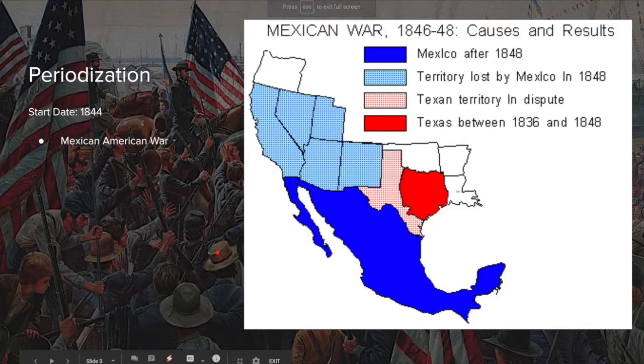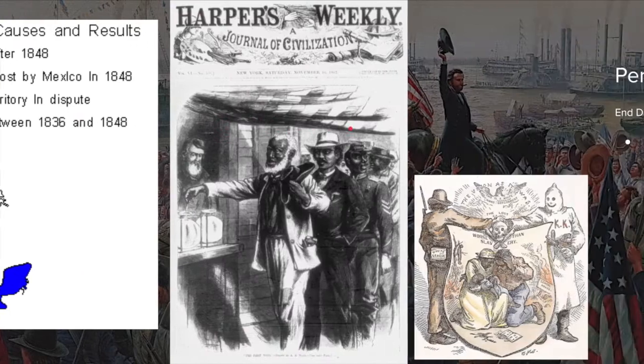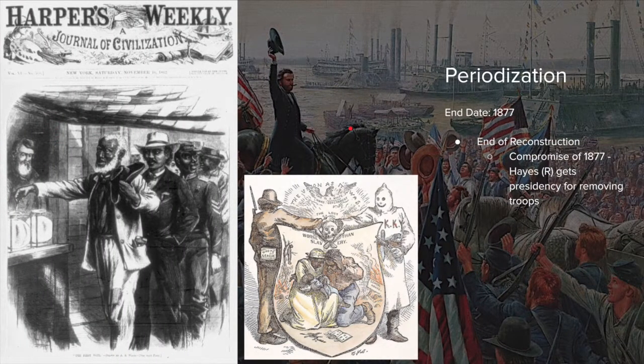Starting off with periodization, this unit starts in 1844. Again, this is the Mexican-American War, so we're starting off with all this new territory the United States is going to gain and what they're going to do about the issue of slavery as they head west. This unit will end in 1877, the end of Reconstruction.